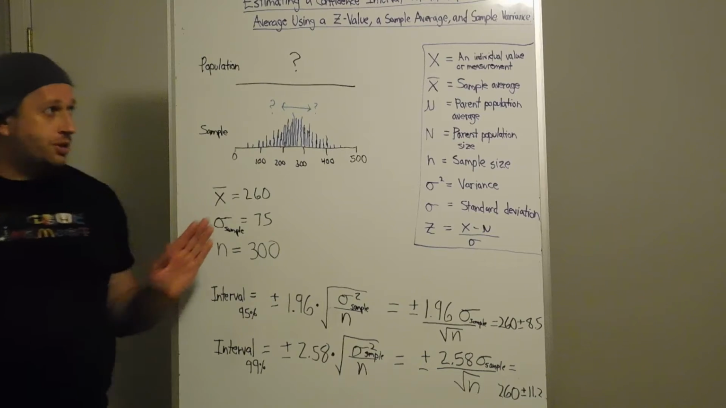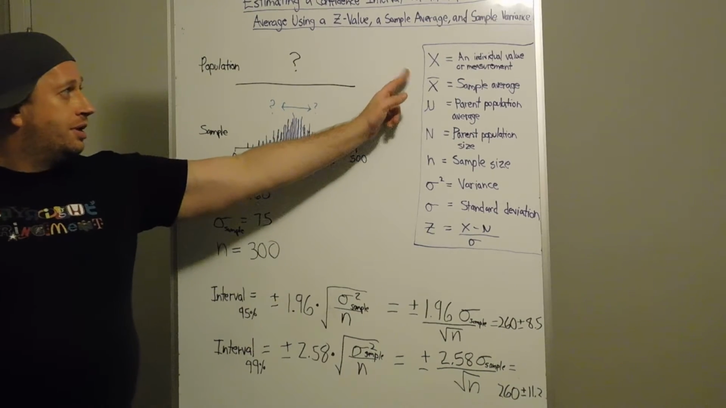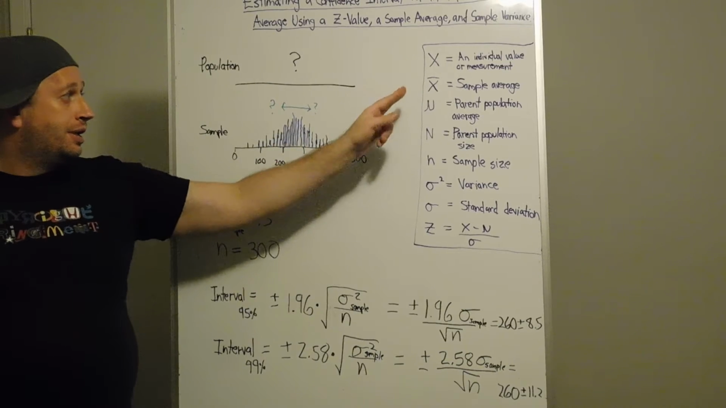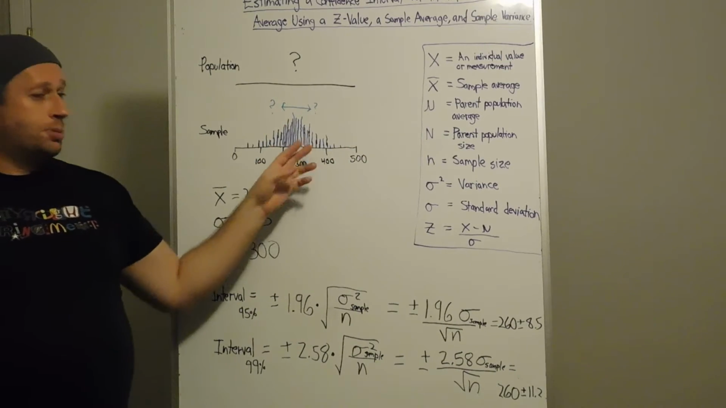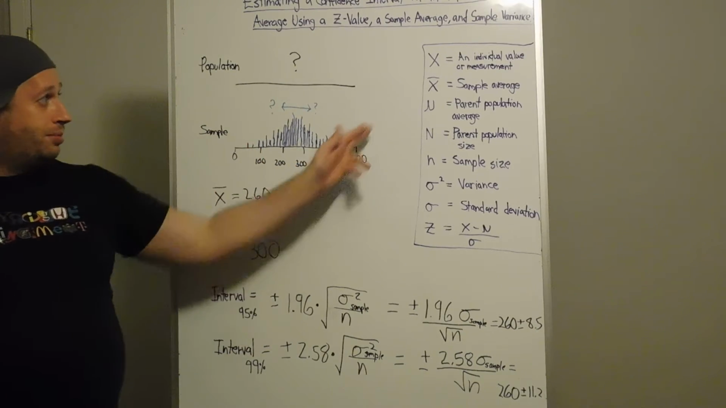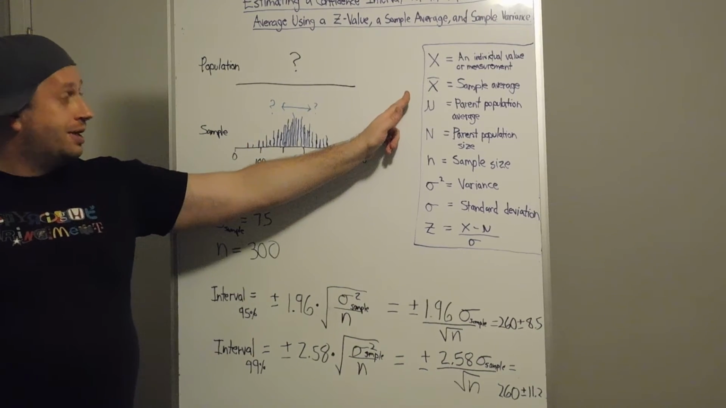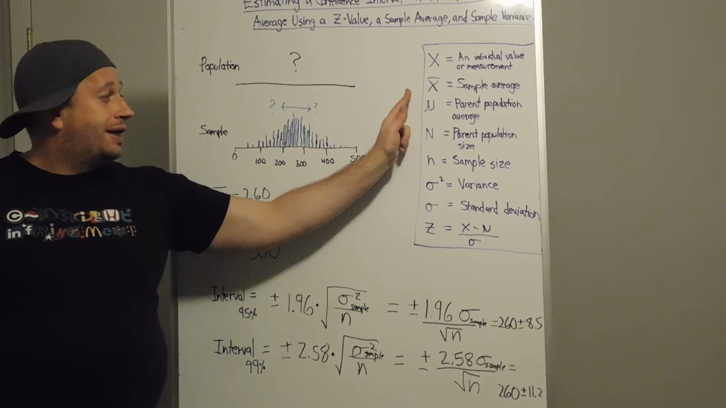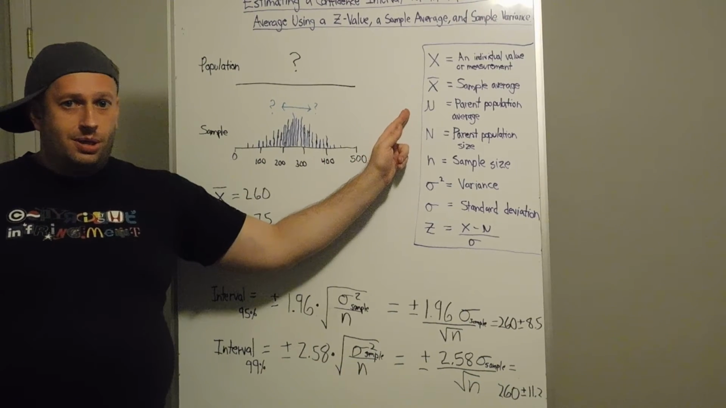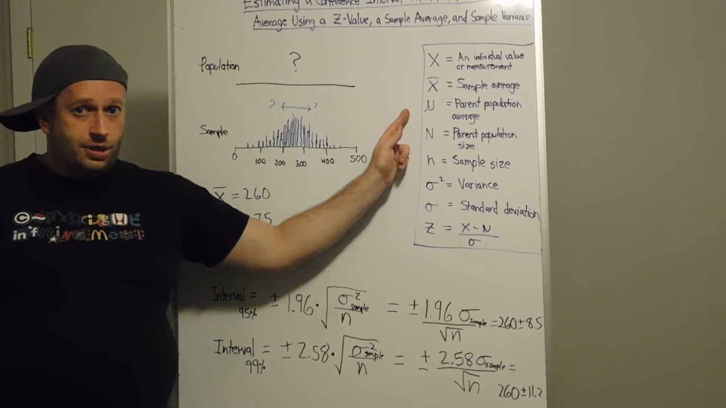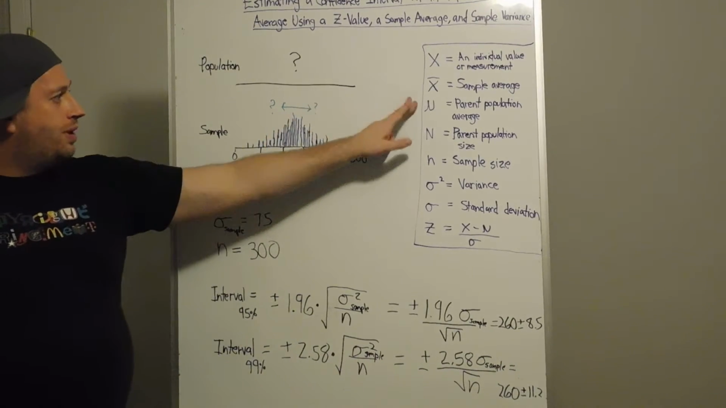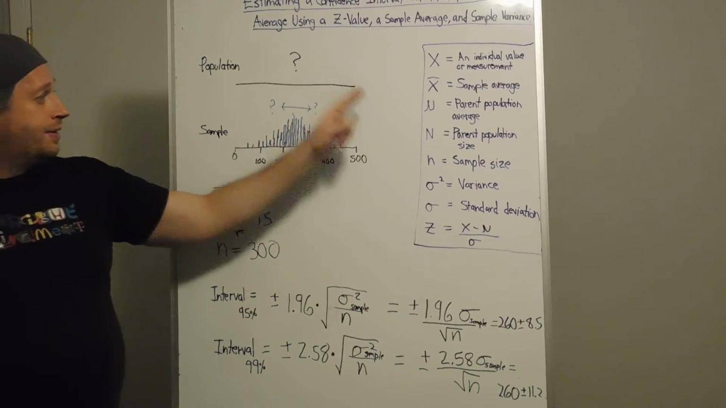Oh, let me start with the key. x is any individual value. I don't actually use it here, but that's what all these blue things are supposed to represent. And x with a line over it, that is the sample average. Mu is the population average. So the sample average is what we have here. We don't know what mu is up here.